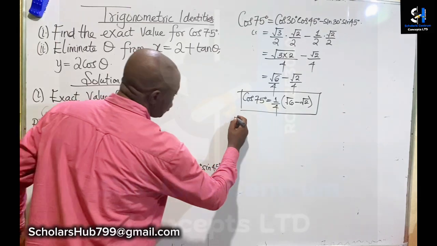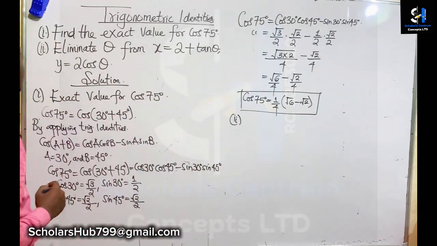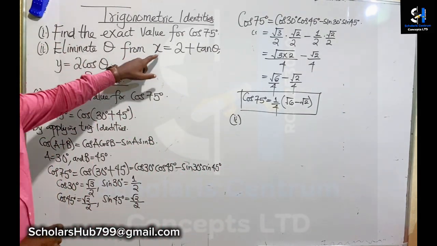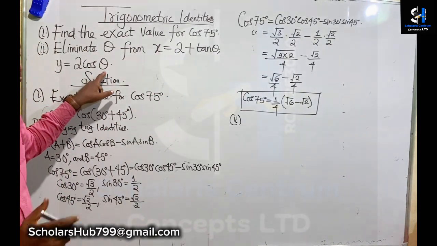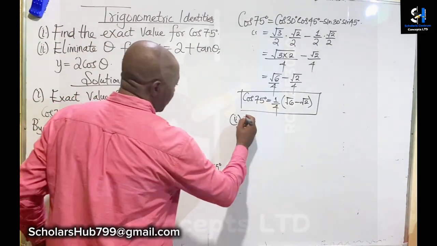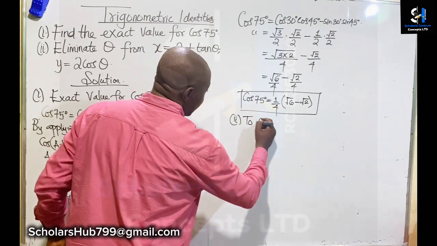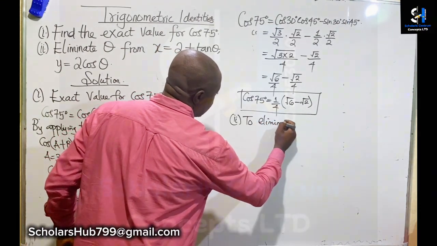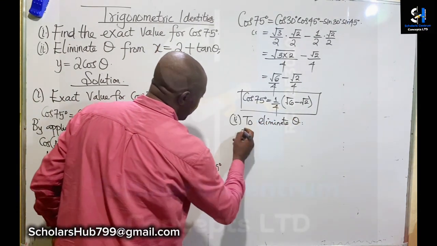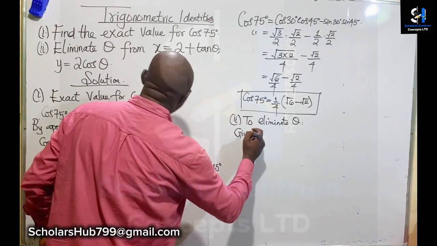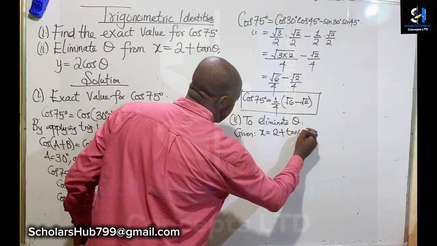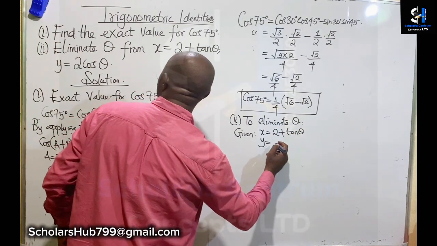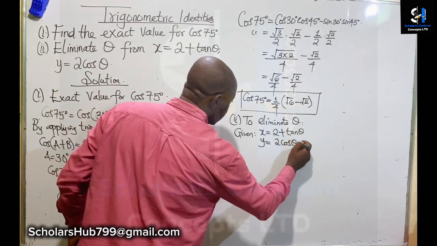Roman numeral 2: eliminate theta from x equals 2 plus tan theta, y equals 2 cos theta. To eliminate theta, we are given x equals 2 plus tan theta, and also y equals 2 cos theta.